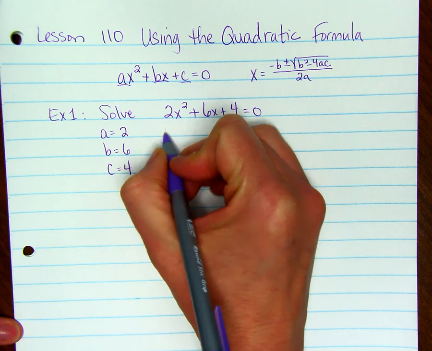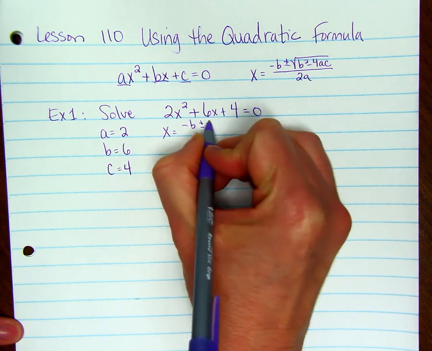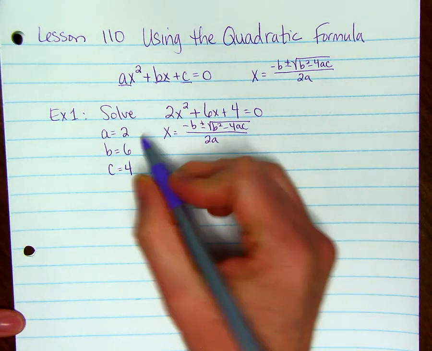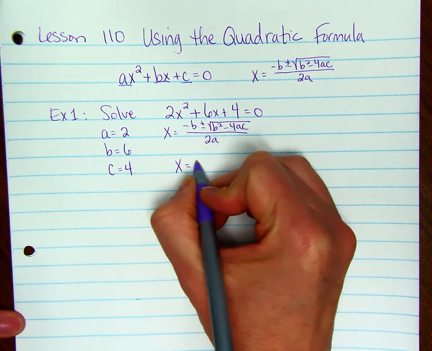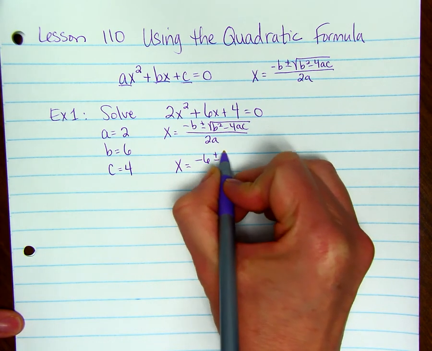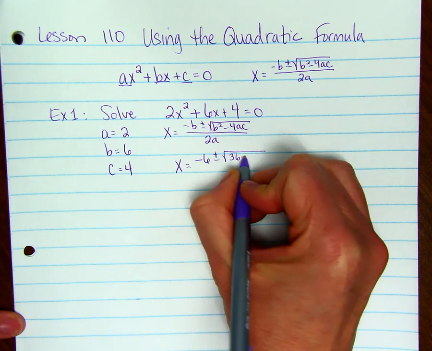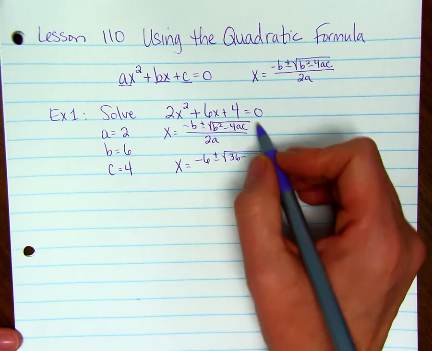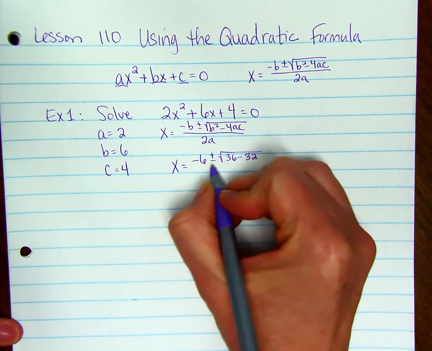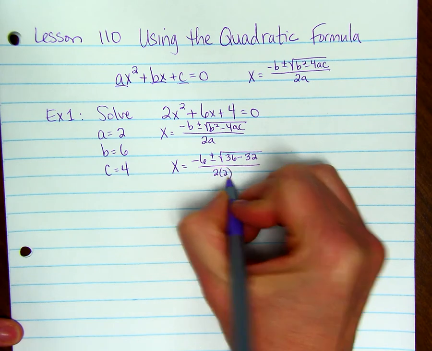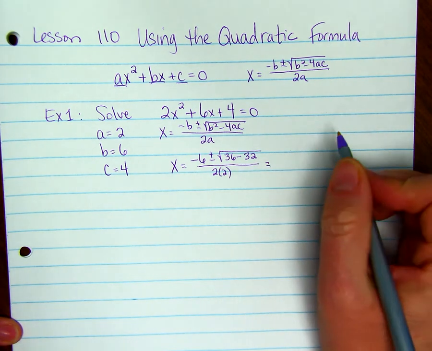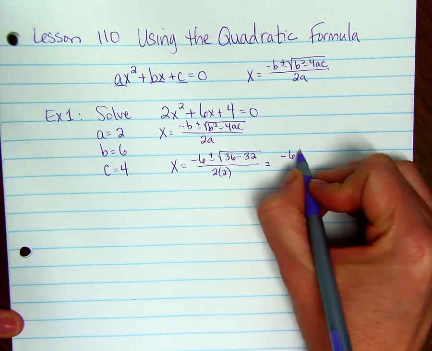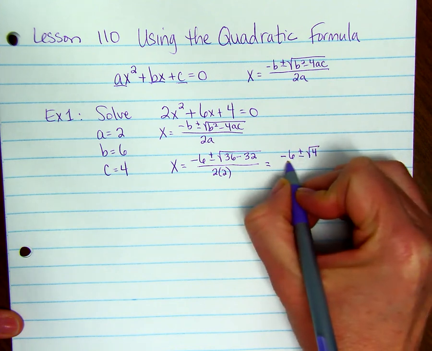So we use the formula x equals negative b plus or minus square root b squared minus 4ac all over 2a. So since our b is 6, we have x equals negative 6 plus or minus the square root. B squared is 36 minus 4 times 2 times 4, which is 8 times 4, 32, all over 2 times 2, which is 4. So 36 minus 32 is 4. So we have x equals negative 6 plus or minus the square root of 4 divided by 4.